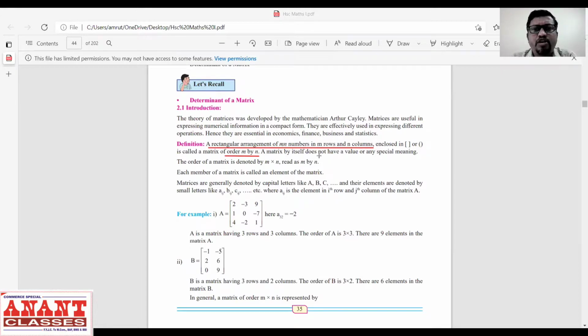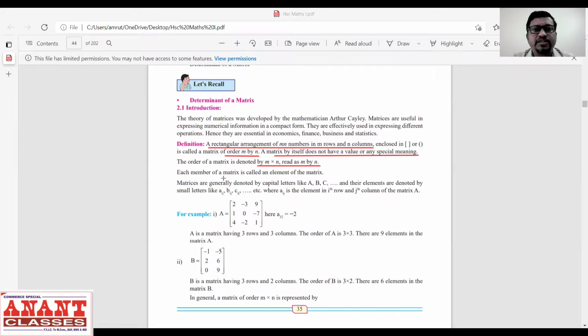Matrix itself does not have any value or any special meaning. Simply put, a matrix has no value and no separate meaning. Its value will come only when we find out its determinant. The order of a matrix is denoted by m multiplied by n, read as m by n. M stands for rows, n stands for columns, and it will be read as m by n.